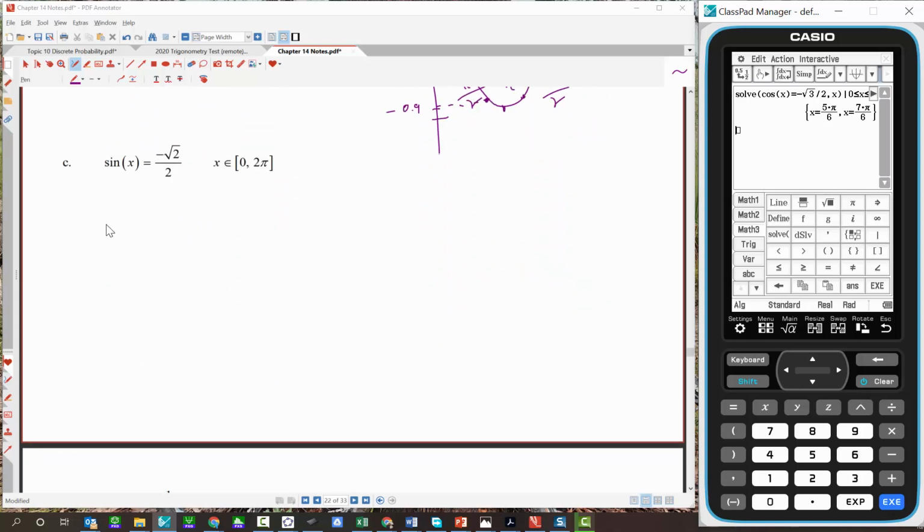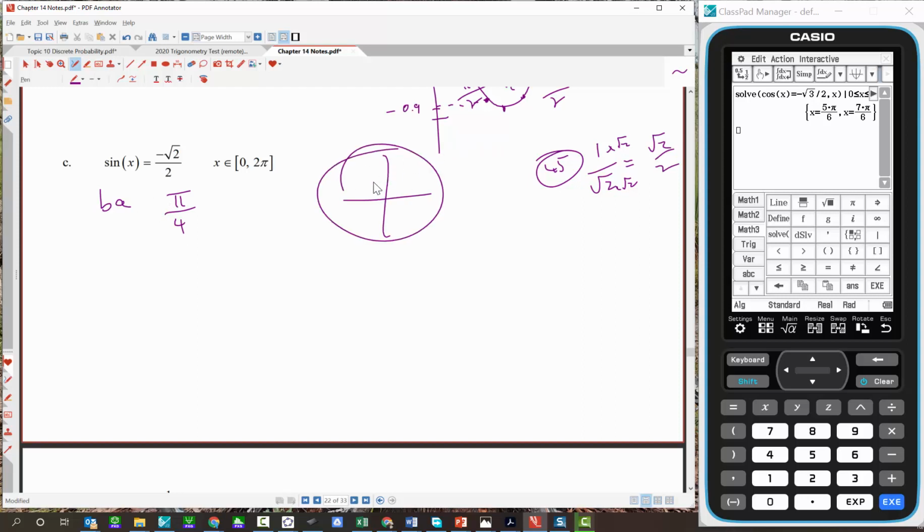So sine of x equals negative root 2 on 2. So this one here, it's important to note that 1 on root 2 is equal to, times root 2 on root 2, that's equal to root 2 on 2. So this one here, the 1 on root 2, I know it's a little bit naughty to think in degrees, but I think about that as 45 degrees, or pi on 4. So I'm going to state my base angle in the first quadrant, which is pi on 4.